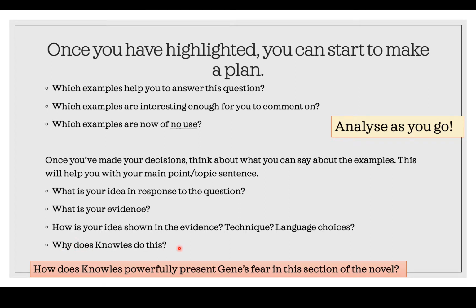So at the beginning of this lesson, I did mention that these key words will help you hugely in your exam. What do you see? What do you learn? What is your idea? What is your evidence? How are you proving this? And then how is your idea shown in the evidence? How is always linked to technique or method. And then why? Why does Knowles do this? What does he want you to understand?